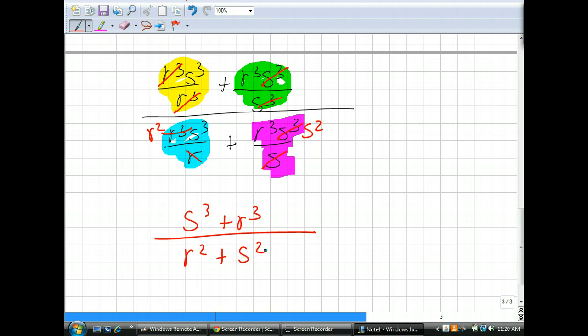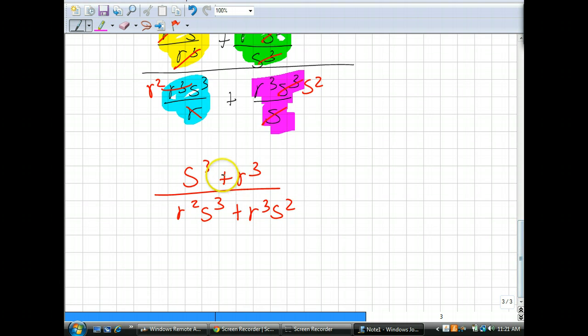Okay? And then we really should see if that, I'm sorry, I did that wrong. I forgot the rest of it. It's r squared s cubed plus r cubed s squared. Now what we have to do is factor to see if it reduces. This is a sum of cubes, so remember that a is s and b is r, so it's s plus r, then s squared minus sr plus r squared.